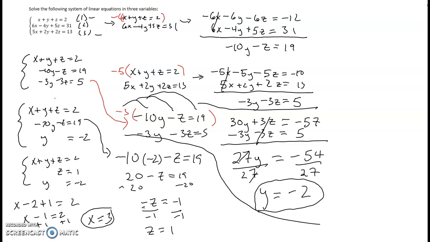Again, we got that by plugging what we know for y and z into the first equation. So now, just know that the solution is actually going to be all 3 values. So the solution is x is 3, y is negative 2, and z is positive 1.